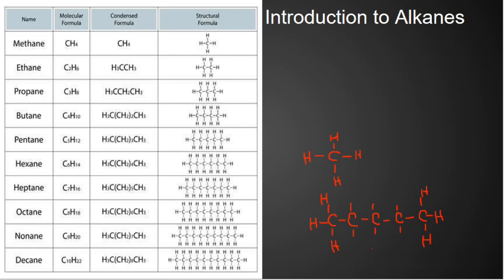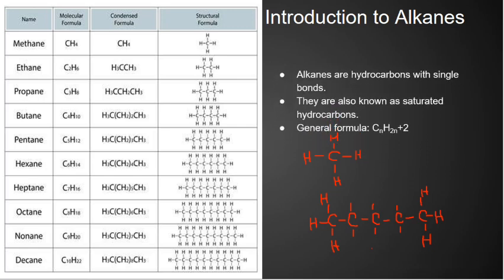Okay, so let's talk about introduction to alkanes. Basically, the alkanes have the general formula CnH2n+2, as you can see on your screen. So basically, the n represents the number of carbon. This n represents the number of carbon present in the molecular formula.